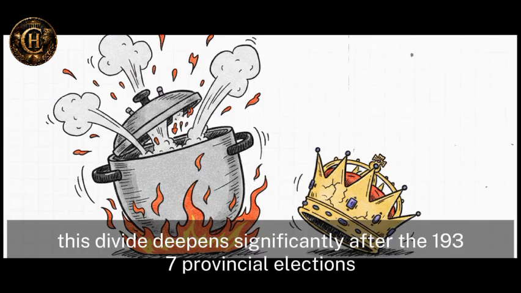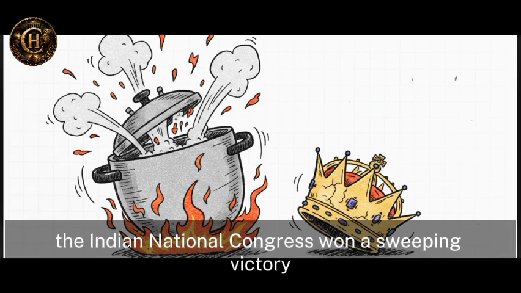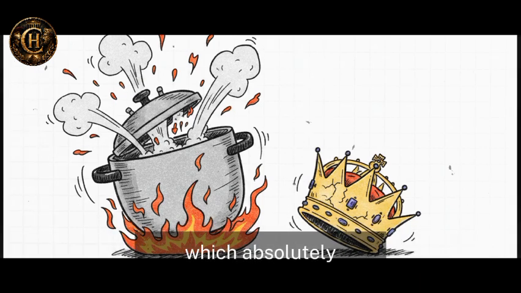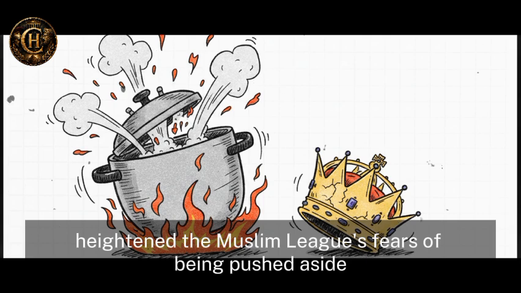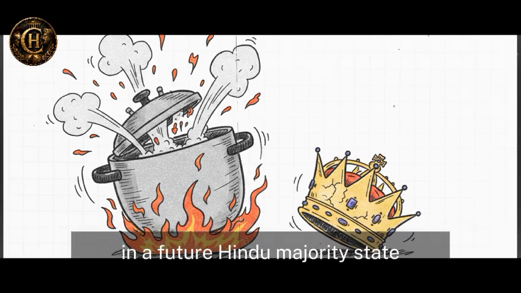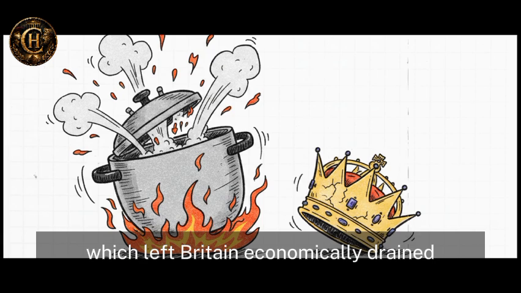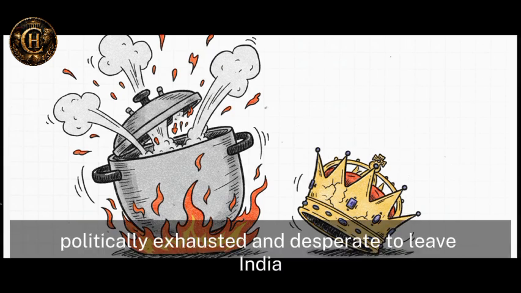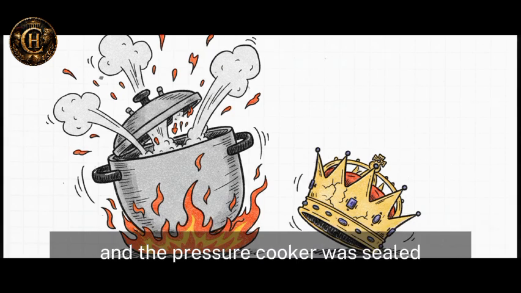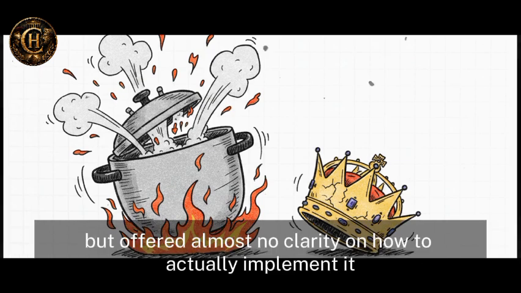This divide deepened significantly after the 1937 provincial elections. The Indian National Congress won a sweeping victory, which absolutely heightened the Muslim League's fears of being pushed aside in a future Hindu-majority state. Throw World War II into the mix, which left Britain economically drained, politically exhausted, and desperate to leave India, and the pressure cooker was sealed. The British promised eventual independence, but offered almost no clarity on how to actually implement it.